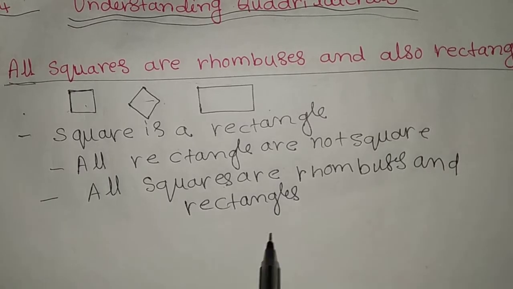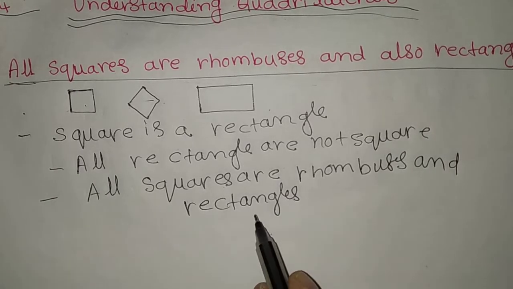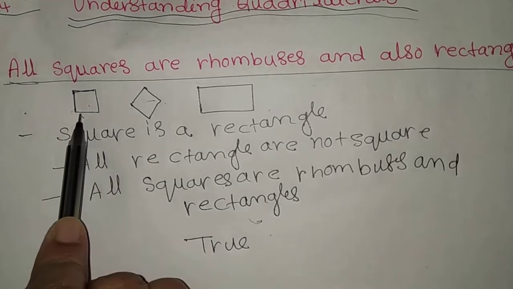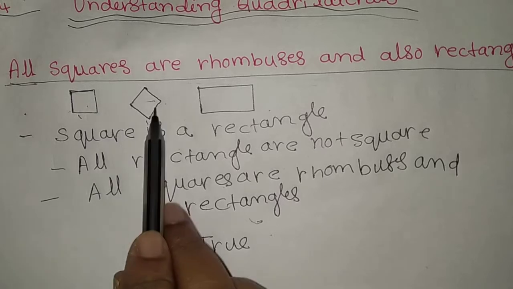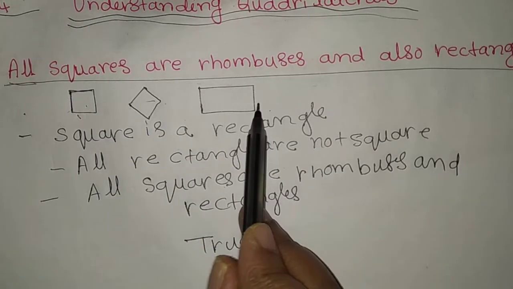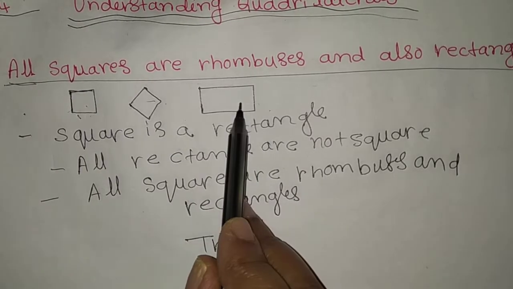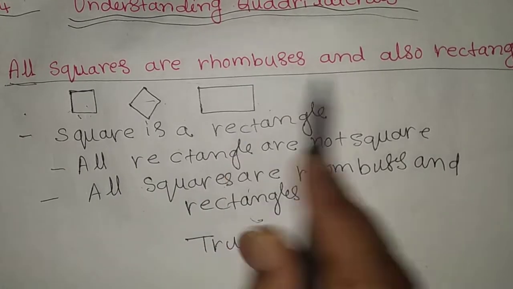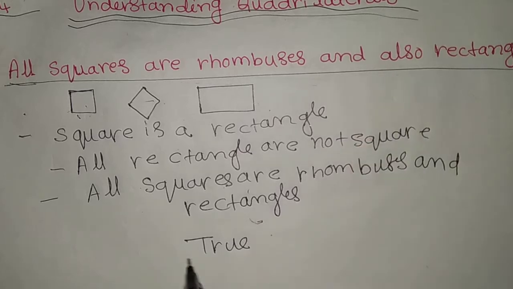So now what is the answer here? This will be true. A square is a rectangle, but all rectangles are not squares. All squares are rhombuses and rectangles. This is the question here. So the answer is true.